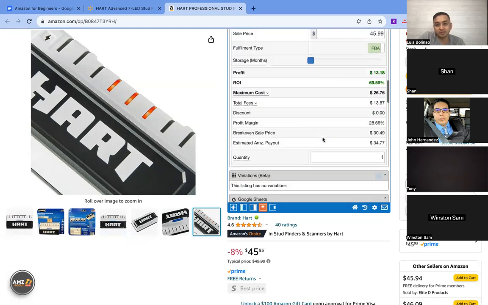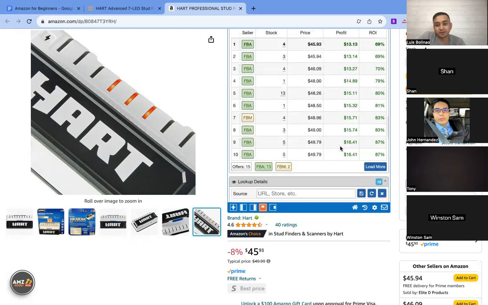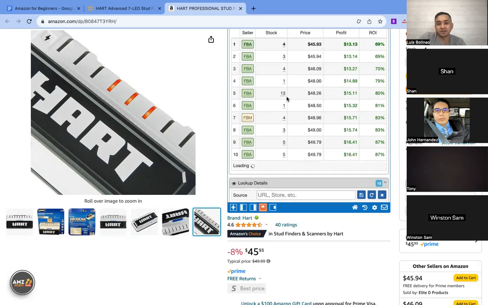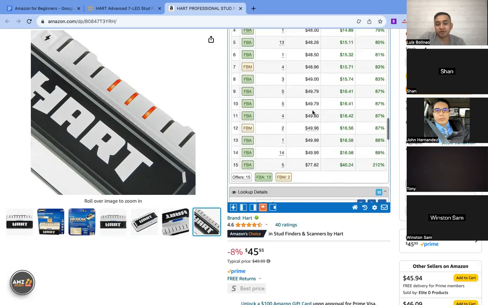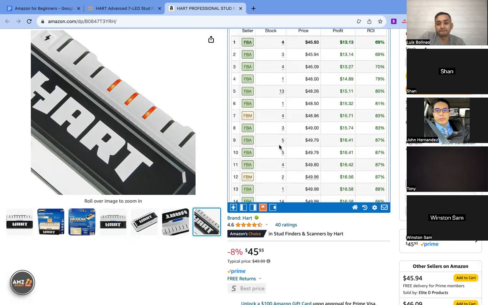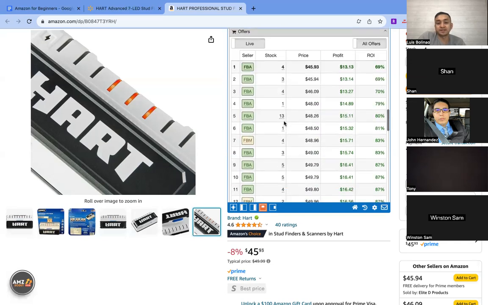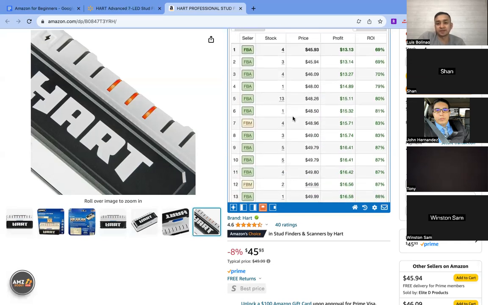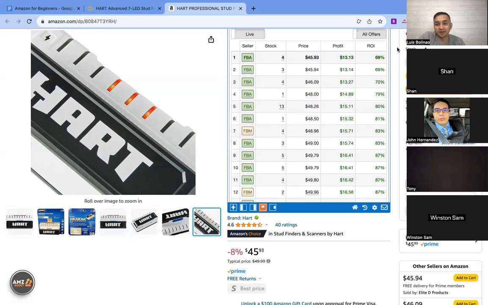If you look at the competition, it's pretty decent. You're going to be sharing 26 sales a month with about 15 other people with this much inventory, and you're getting a 70% ROI minimum. Would you guys do it? So 26 sales a month, a 70% ROI on your money, or about $13 profit per sale. Would you guys do it?